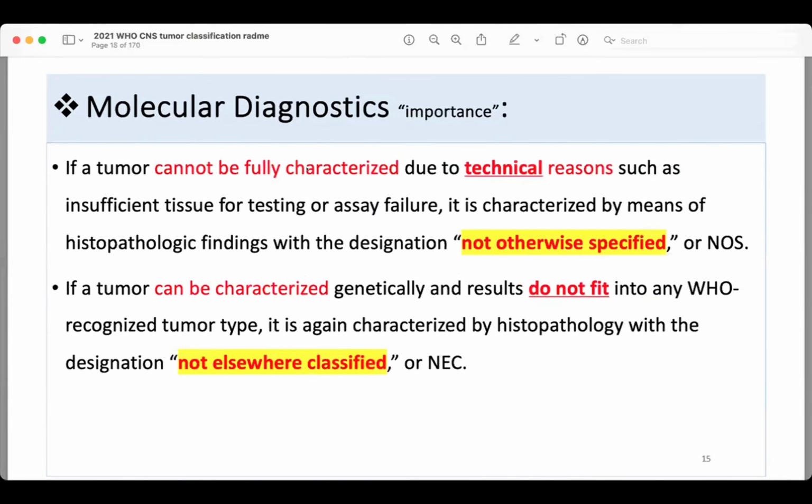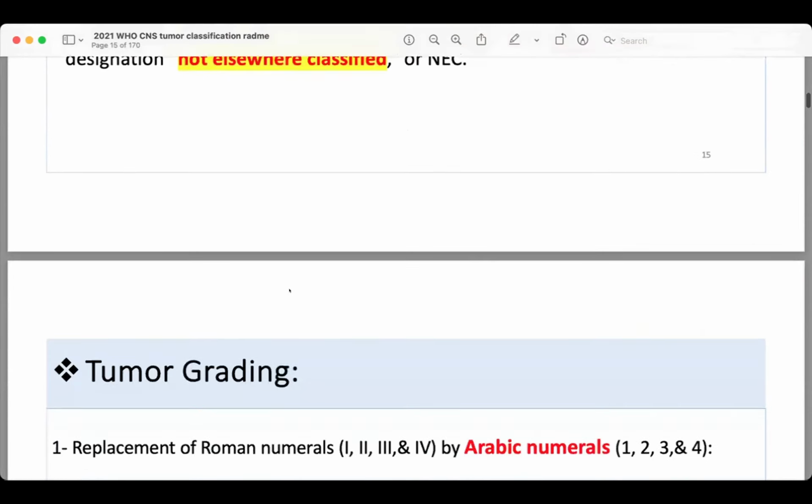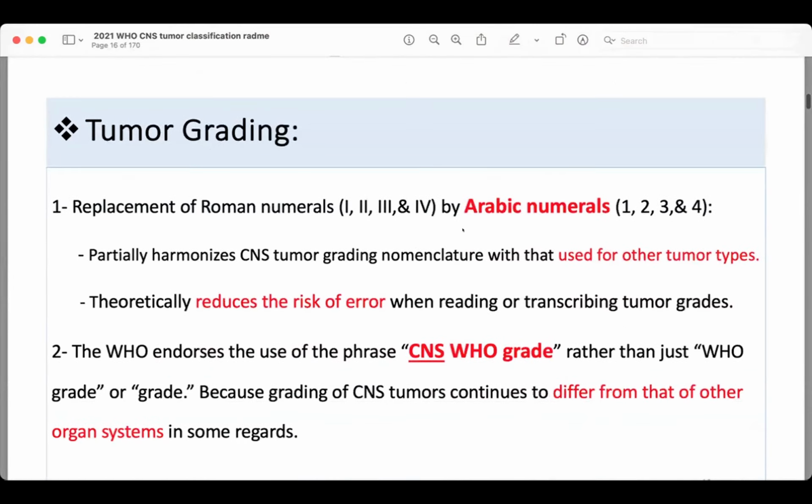Sometimes, as I told you, it is not solid facts. It is not like the periodic table. Sometimes, due to technical errors or because there is a new subtype or a new tumor we didn't see before, they assign it to not otherwise specified or not elsewhere classified, according to the situation. For the grading, they are using the Arabic numerals now, 1, 2, 3, 4, instead of the Roman ones.